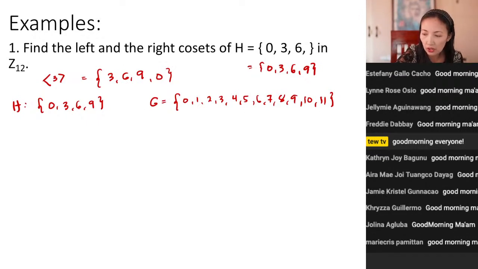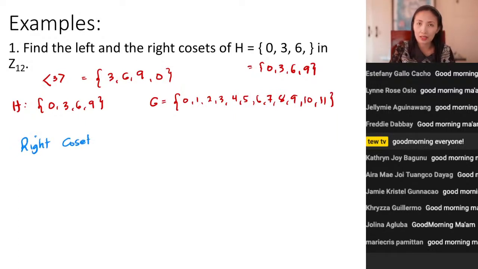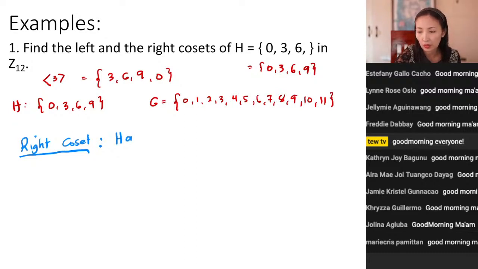So by definition, the right coset, look, we are talking of coset, not necessarily group. Okay, the right coset is formed by the elements Ha, where Ha is equal to the set of all products ha, where h is an element of H and a is an element of G. Okay, so how will that look like?